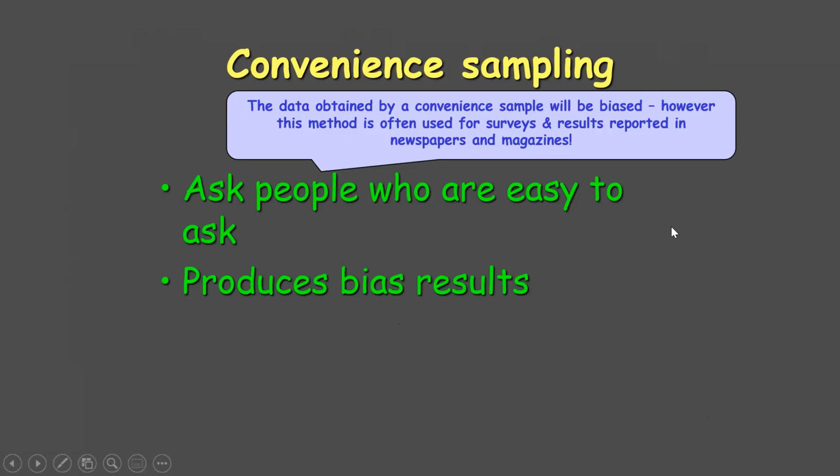However, this method is often used for surveys and results reported in newspapers and magazines, okay? So anytime you read a magazine, there's always that little insert that you can tear out and get feedback based on what you liked or didn't like regarding the magazine. And that is an example of convenience sampling.